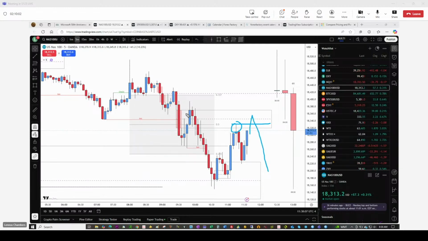I think with the gaps, people get too much into them. It's not as profound as it all is. It's helpful, yes, but it's the structure that's the key. The structure. So what about the percentage retracements?